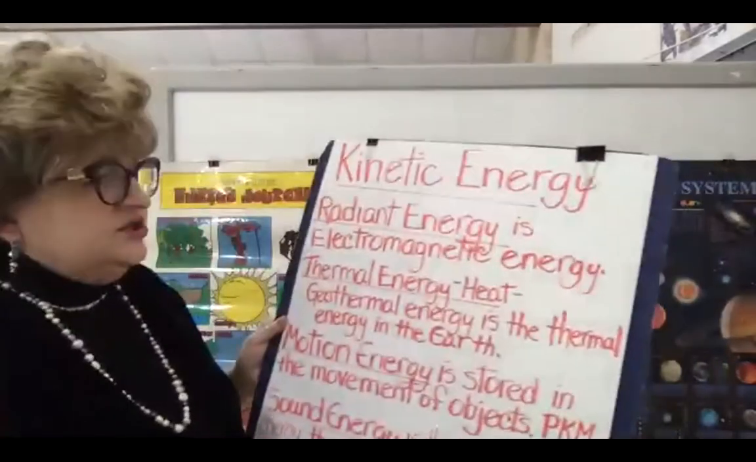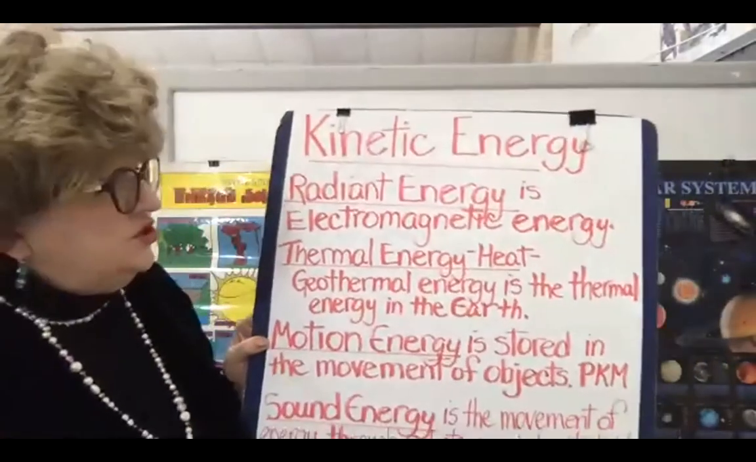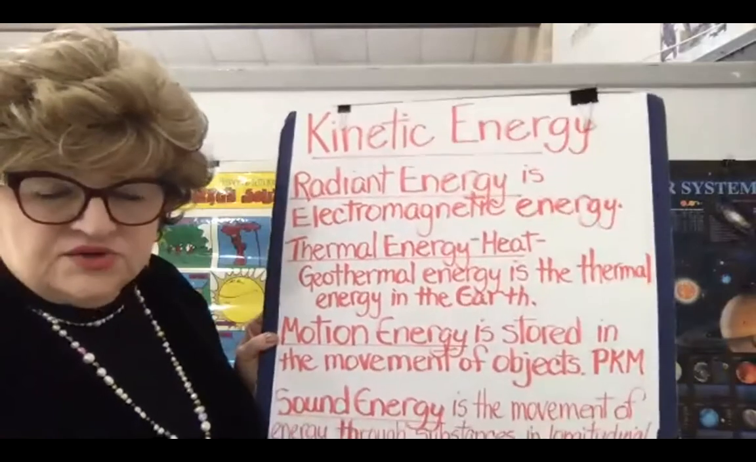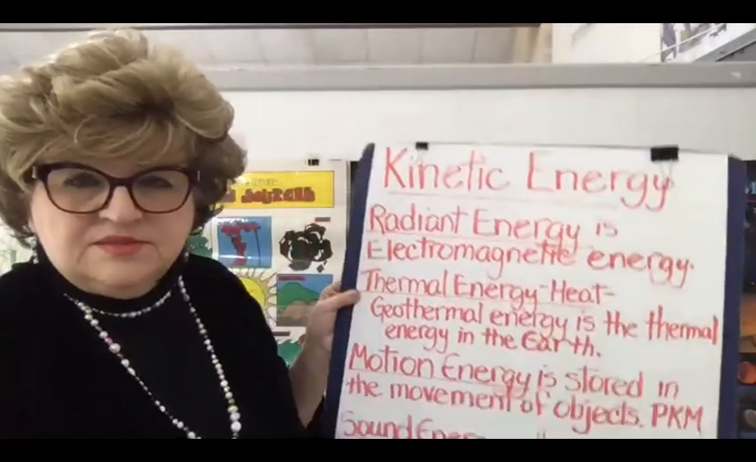Now, kinetic energy, we've got lots of different kinds of kinetic energy. Radiant energy is energy on the electromagnetic scale. Now, when you get into astronomy in the eighth grade, you'll be learning about the electromagnetic spectrum. It starts with radio waves, which are really big, and then it goes all the way down to gamma rays, which are about the size of an atom. So they range widely in size. The one you probably have the most experience with is visible light. That's radiant energy. So radiant energy is considered kinetic because it's in movement.